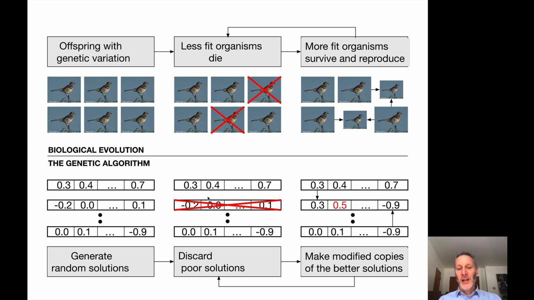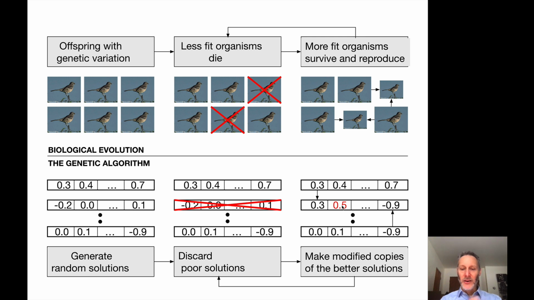Solutions that obtain a lower score than other solutions in the population are deleted, and the surviving solutions produce offspring of themselves. We take this solution and we make a copy of it. When we're copying one solution to create a new solution to fill the gap left by those that have died off, every once in a while we introduce a random mutation. We alter one or a few of the values in the surviving vector that's being copied.